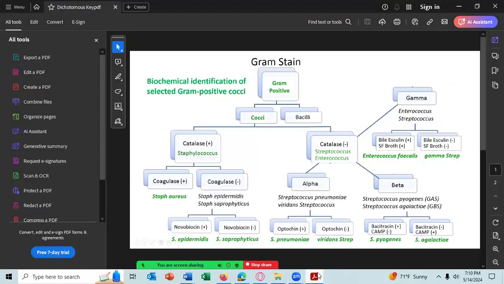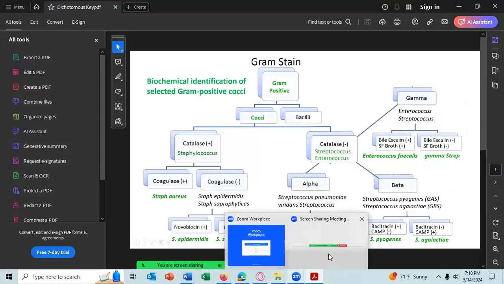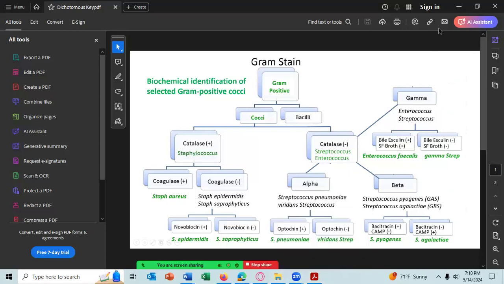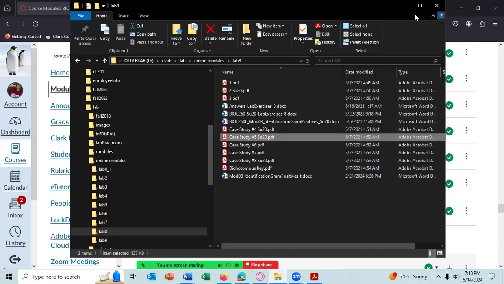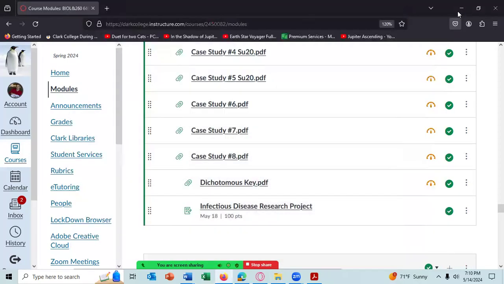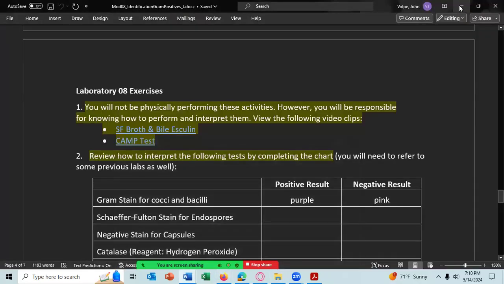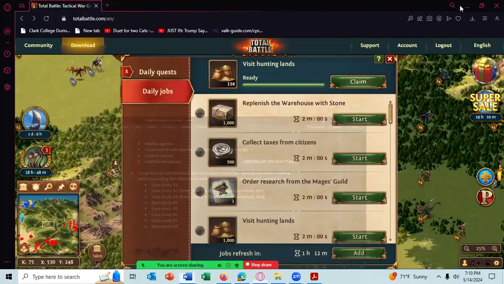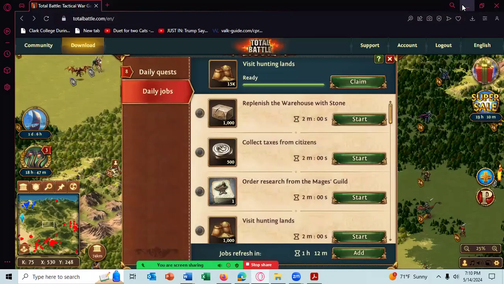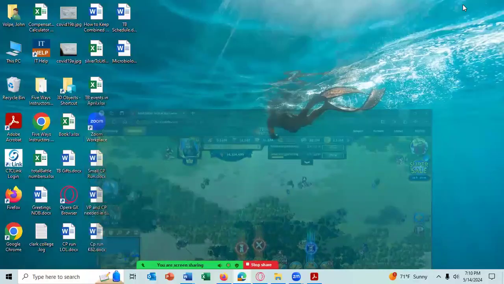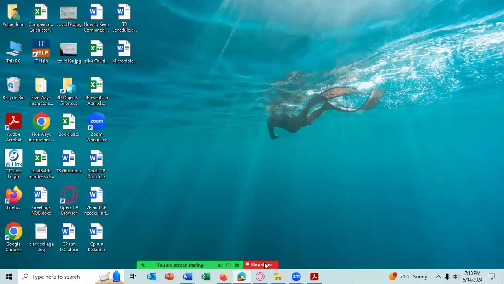All right, let me, did I shut the Zoom down? Oh, there it is. Stop the share.